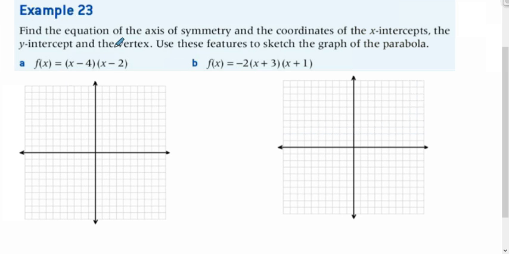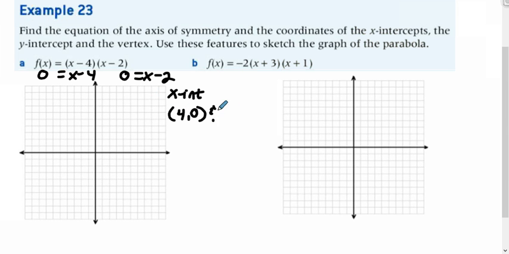Okay, so right from the beginning, if I'm trying to find my x-intercepts, again, we make y 0, and we set our factors equal to 0. That's the zero product property. So my x-intercepts for this problem are (4, 0) and (2, 0). So those are my two x-intercepts for this.